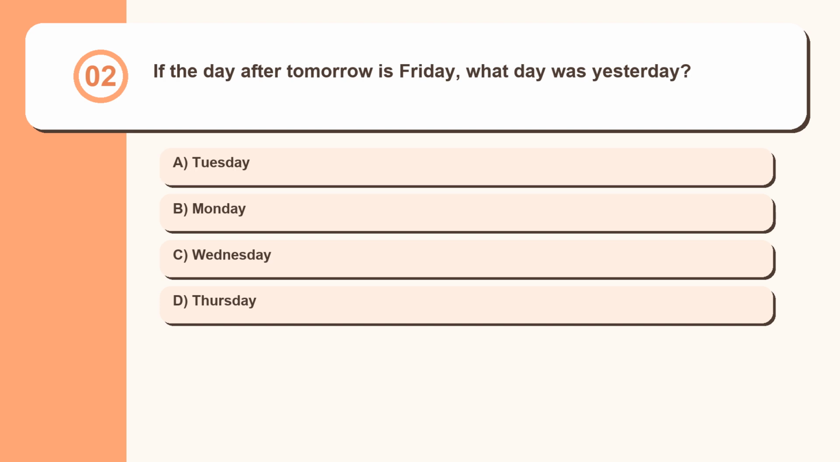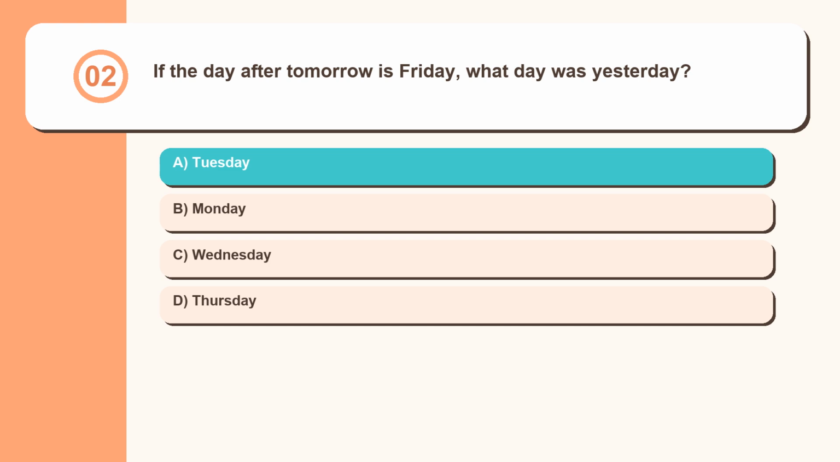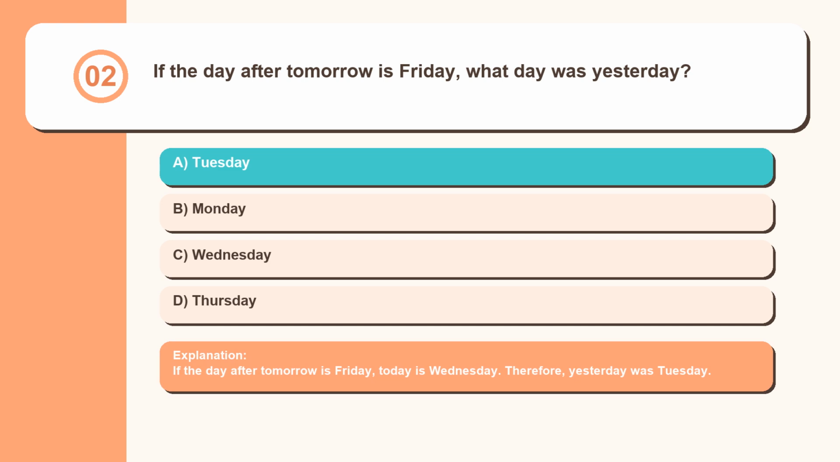Question 2. If the day after tomorrow is Friday, what day was yesterday? Tuesday, Monday, Wednesday, Thursday. If the day after tomorrow is Friday, today is Wednesday. Therefore, yesterday was Tuesday.